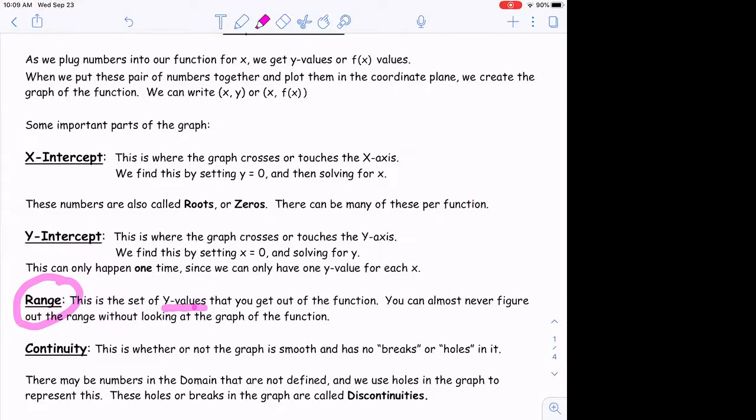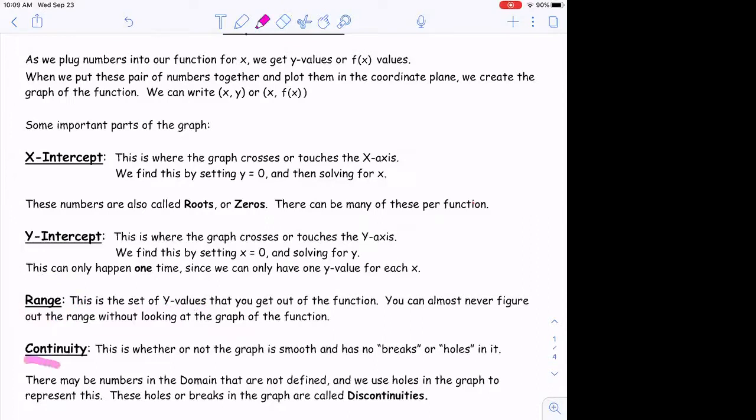Now, why didn't I talk about this before? Because you can't do it. You need a graph to do the range. Unless you have a picture to look at, it is impossible to determine the y values that come out. So the range can only be done with a graph. And since we're going to do graphs today, we will do range.